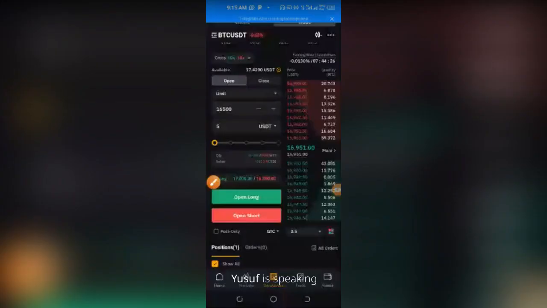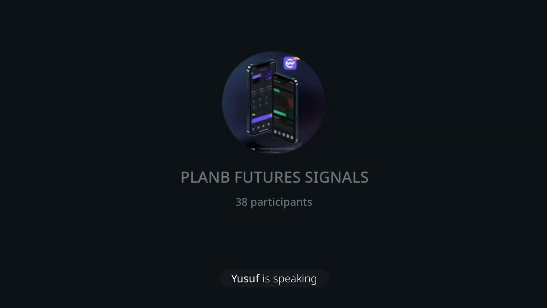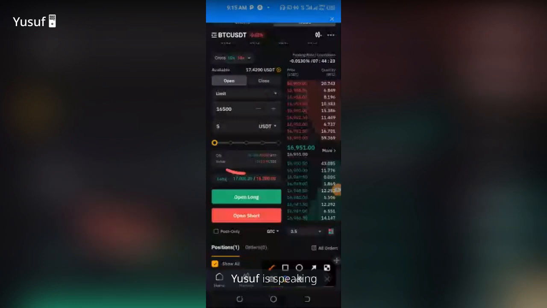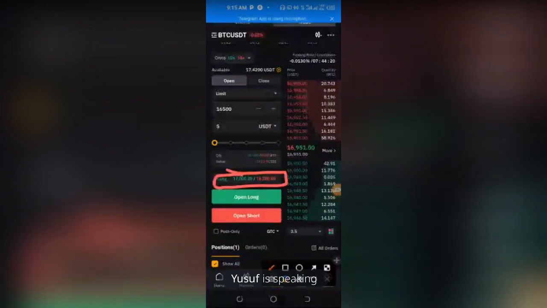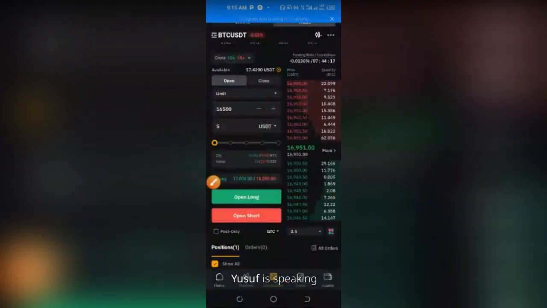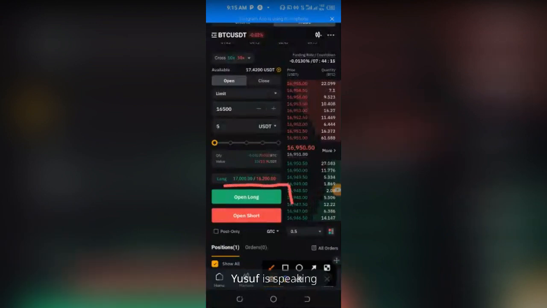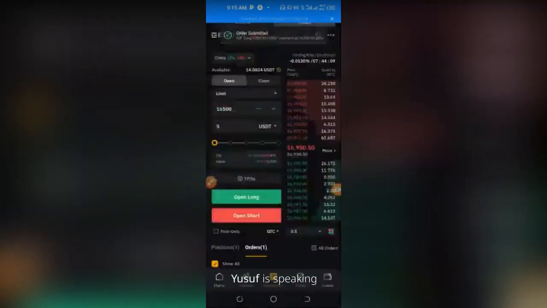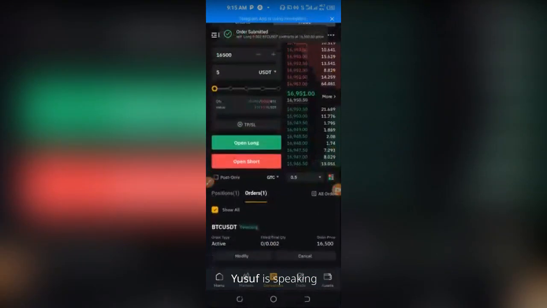Look at it. The take profit and stop loss are here already. And I have not initiated the trade. Then the next thing now is for me to click on open long. Open long. Then I'll click on confirm. Now, I have submitted the order.